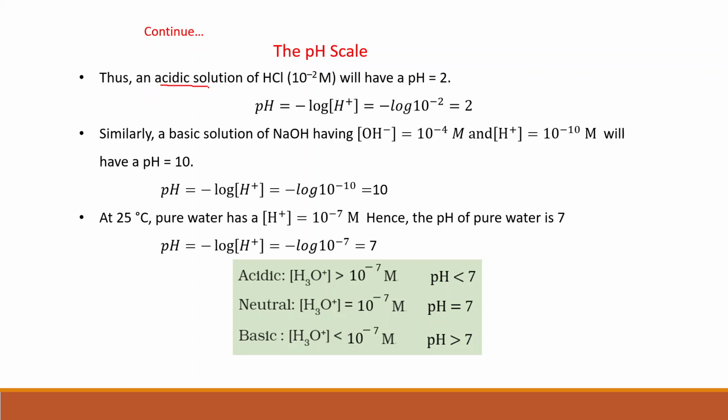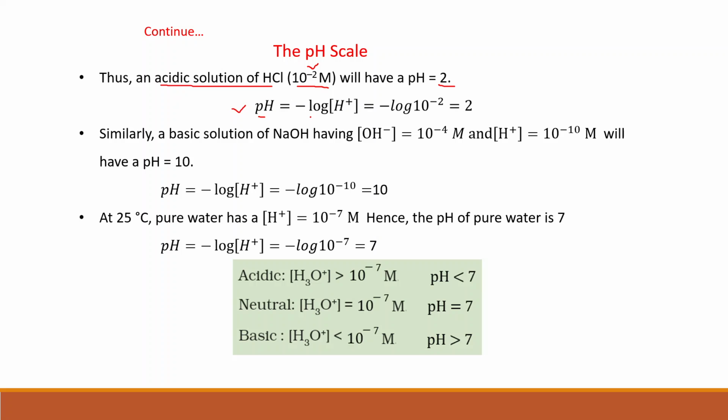Thus, take an acidic solution of HCl whose concentration is 10 to the power minus 2 M. When HCl dissociates, it will give one H+ ion. So the concentration of H+ ion is also 10 to the power minus 2 M. So this solution has pH equal to 2. With this formula we can calculate this.